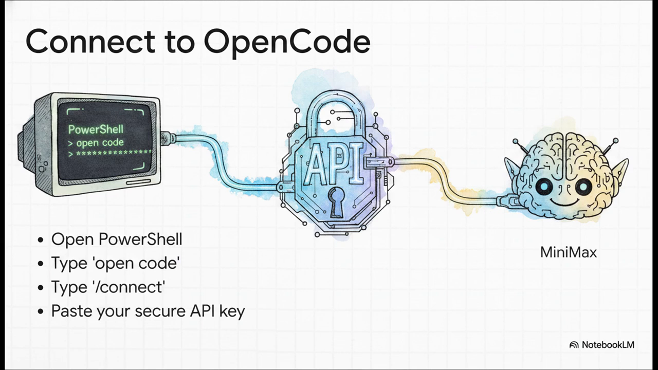All right, with your secure key copied, let's connect it. Open PowerShell back up, type OpenCode to launch the interface we installed a minute ago, then simply type /connect. The prompt will ask for your API key. Just paste that secure key right in and hit enter. And just like that, you are officially connected to the MiniMax model.